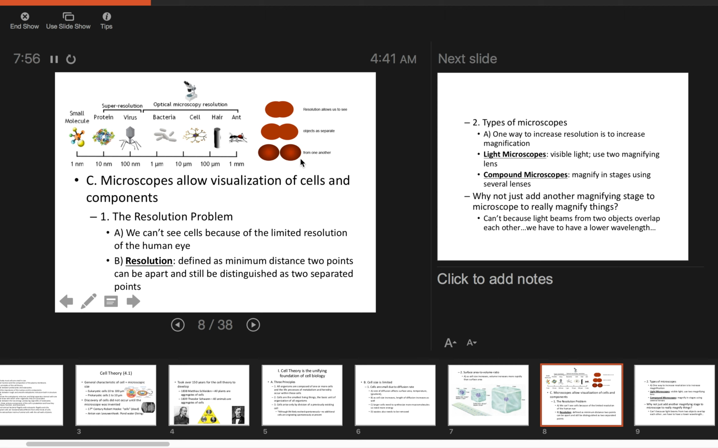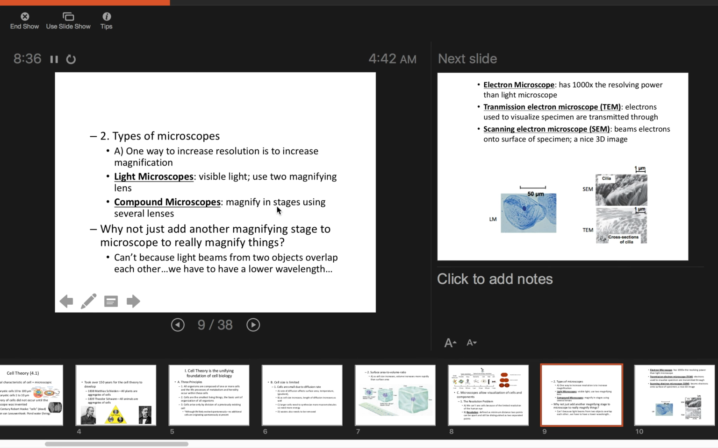So with the physics going on with our eyes, as well as lenses with microscopes, we can't see everything with just a typical light microscope, but we can see a lot. We can see hair, we can see an ant, we can see cells. Bacteria, you probably need a more high-powered microscope, but we won't be able to see that with our microscopes. And then with the super resolution, viruses are really, really small because they infect bacteria, and proteins. Can't really see molecules.